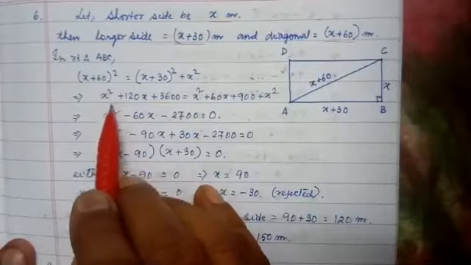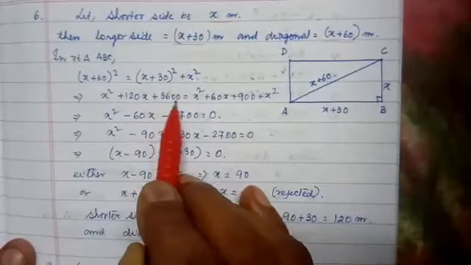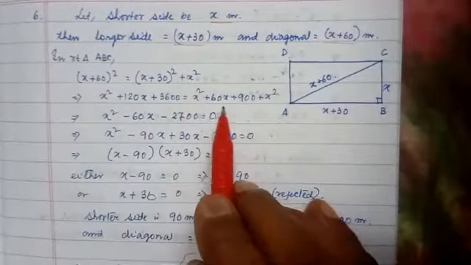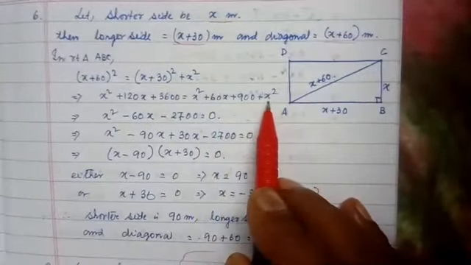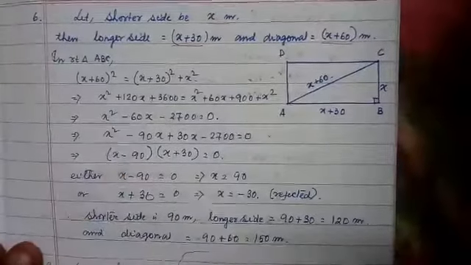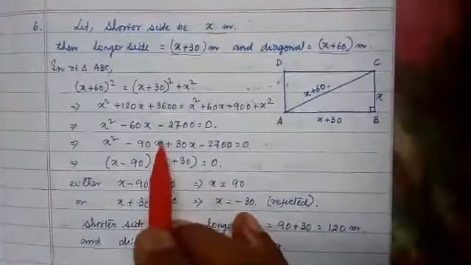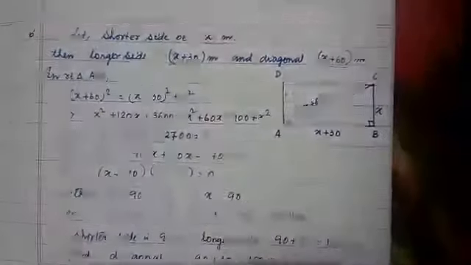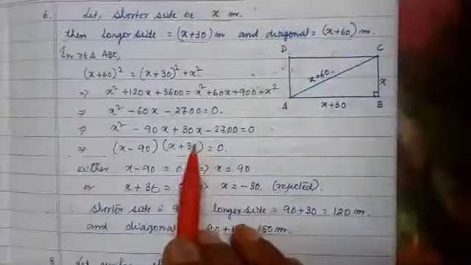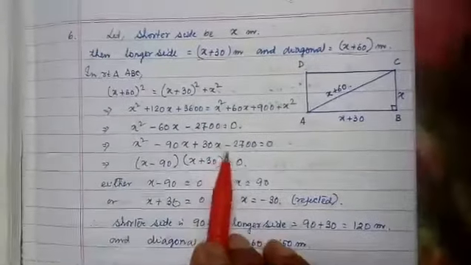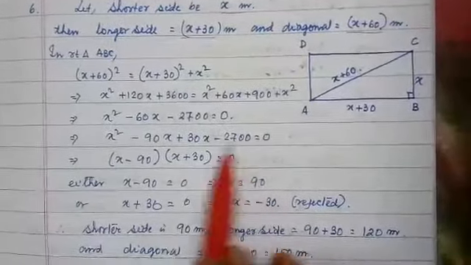So x square plus 120x plus 3600 is equal to, using a plus b whole square, x square plus 60x plus 900 plus x square. Now if we simplify this equation, we will get x square minus 60x minus 2700 is equal to 0. So the middle term factorization will be x square minus 90x plus 30x minus 2700 is equal to 0.